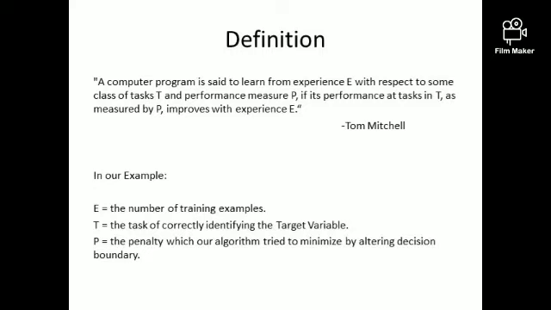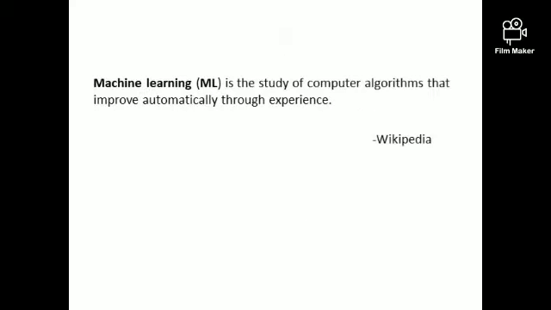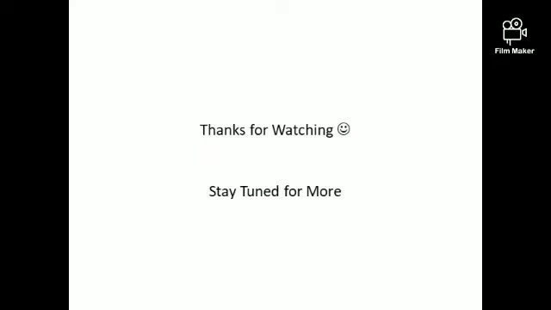As we saw in our example, E is the number of training examples, and the task is correctly identifying the target variable. Our performance increased as we got more and more training examples. And what is the performance? The penalty which our algorithm tried to minimize by altering the decision boundary. So basically our penalty decreased as our training examples increased. Machine learning is the study of computer algorithms that improve automatically through experience. That's a smoother definition. That's it for now.